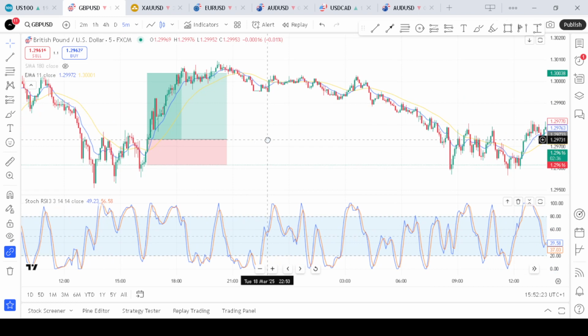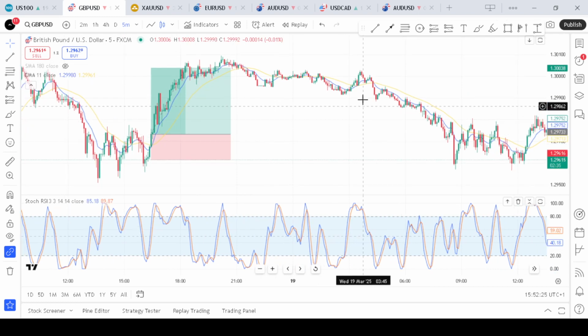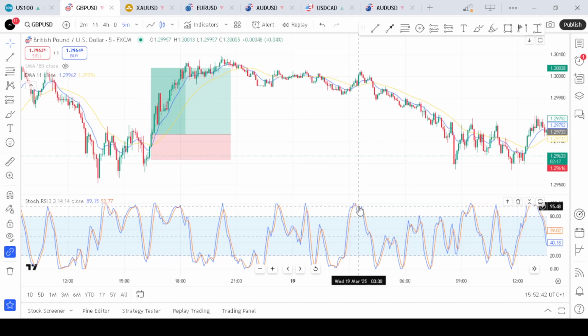Now for a short trade, we would first of all wait for the stochastic RSI to rise above 80, and as we can see in this area, the stochastic RSI is above 80. It is currently at the 90 region. This signifies an overbought condition.